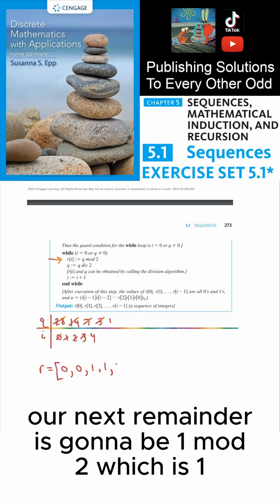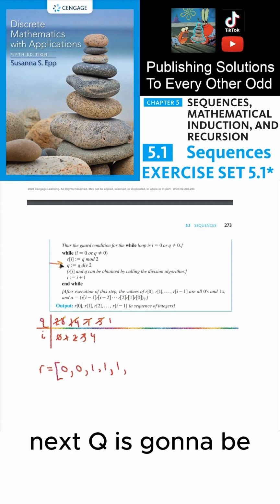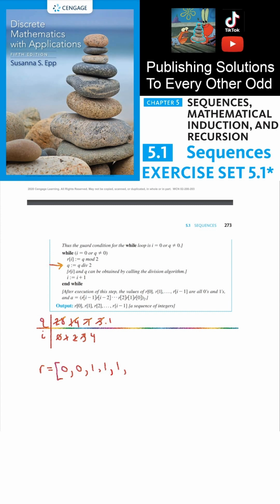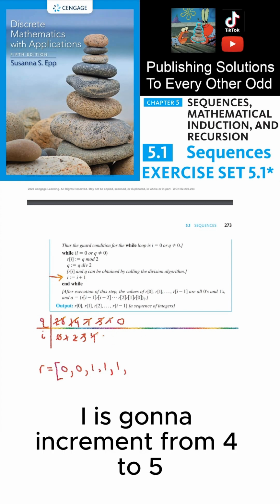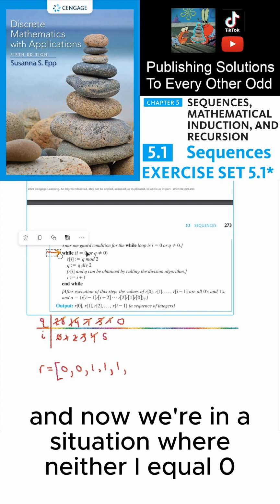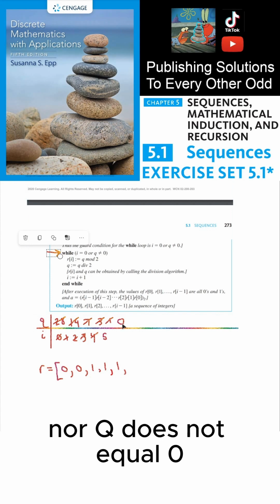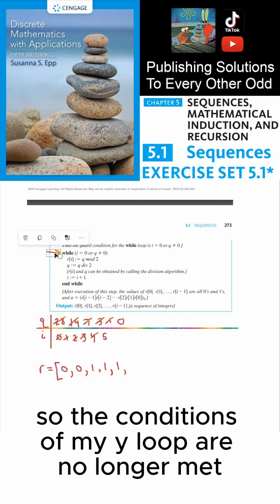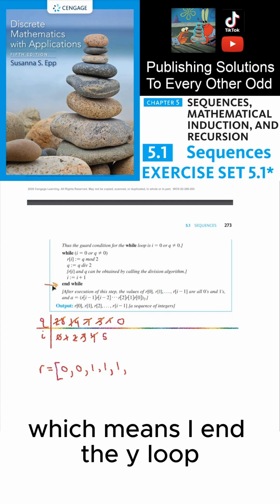Our next remainder is going to be 1 mod 2, which is 1. Next, q is going to be the quotient I get when dividing by 2, and that is 0. i is going to increment from 4 to 5. And now we're in a situation where neither i equals 0 nor q does not equal 0, since q does equal 0. So the conditions of my while loop are no longer met, which means I end the while loop.